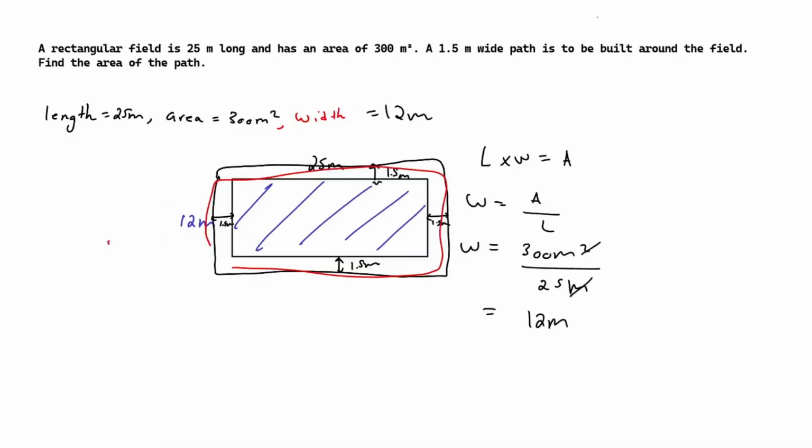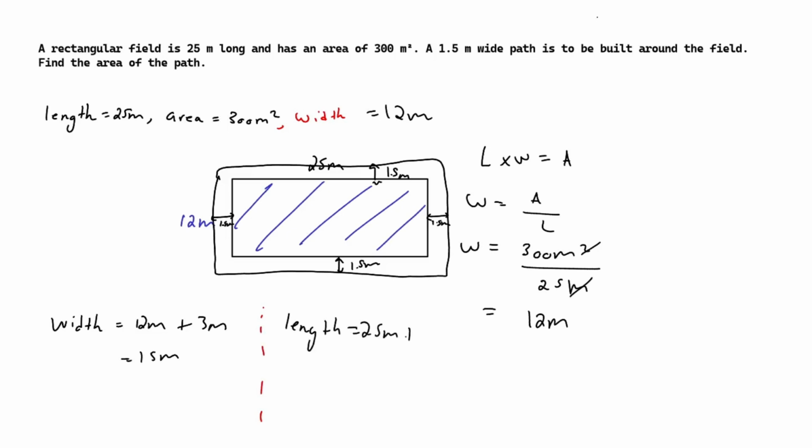So let's get to actually doing it. To do this, the first thing we have to do is actually extend our length and width, right? Our 12 meters is going to be extended by 1.5 times 2, which is 3 meters. So therefore our new width is going to be equal to 12 meters plus 3 meters, which is equal to 15 meters. And our length, the same idea out here, is going to be equal to 25 meters plus 3 meters, which is equal to 28 meters.